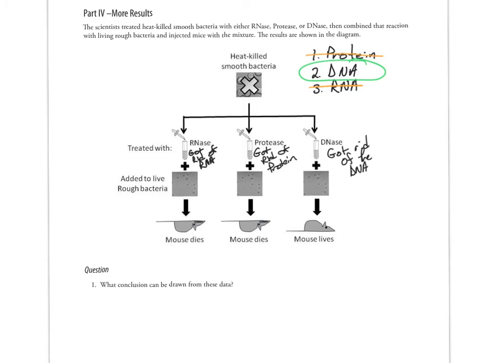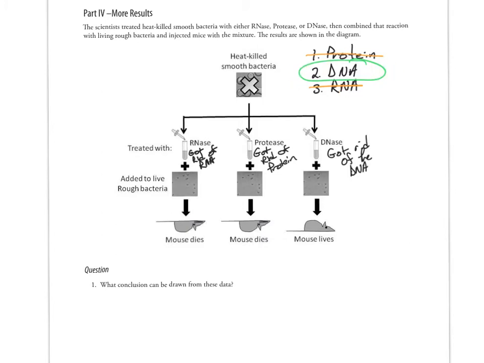So what was the molecule that transferred information? What is the inheritable material that Mendel looked at, that McLeod looked at, that all these scientists looked at? What was the inheritable material? Well, from this experiment, they were pretty convinced that it was DNA, not protein or RNA.